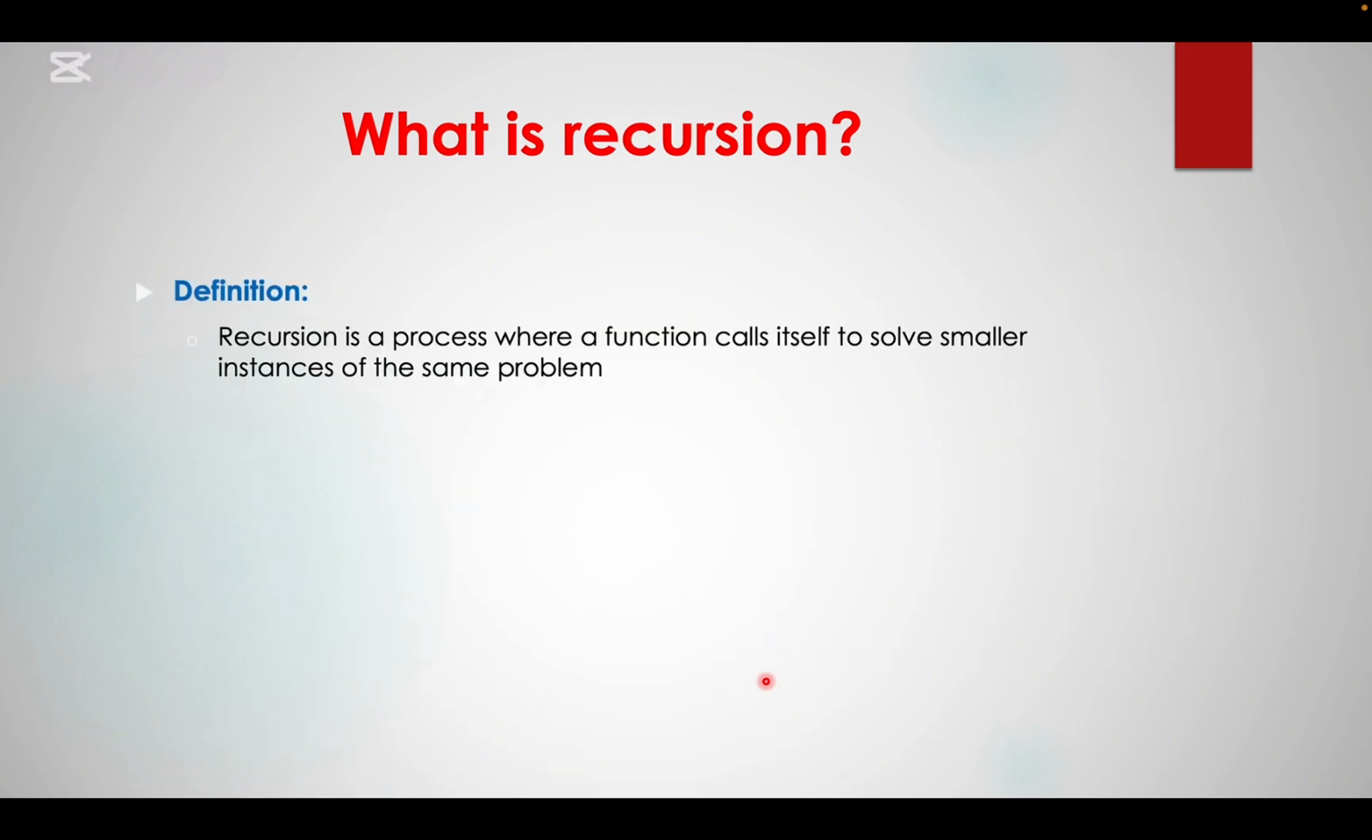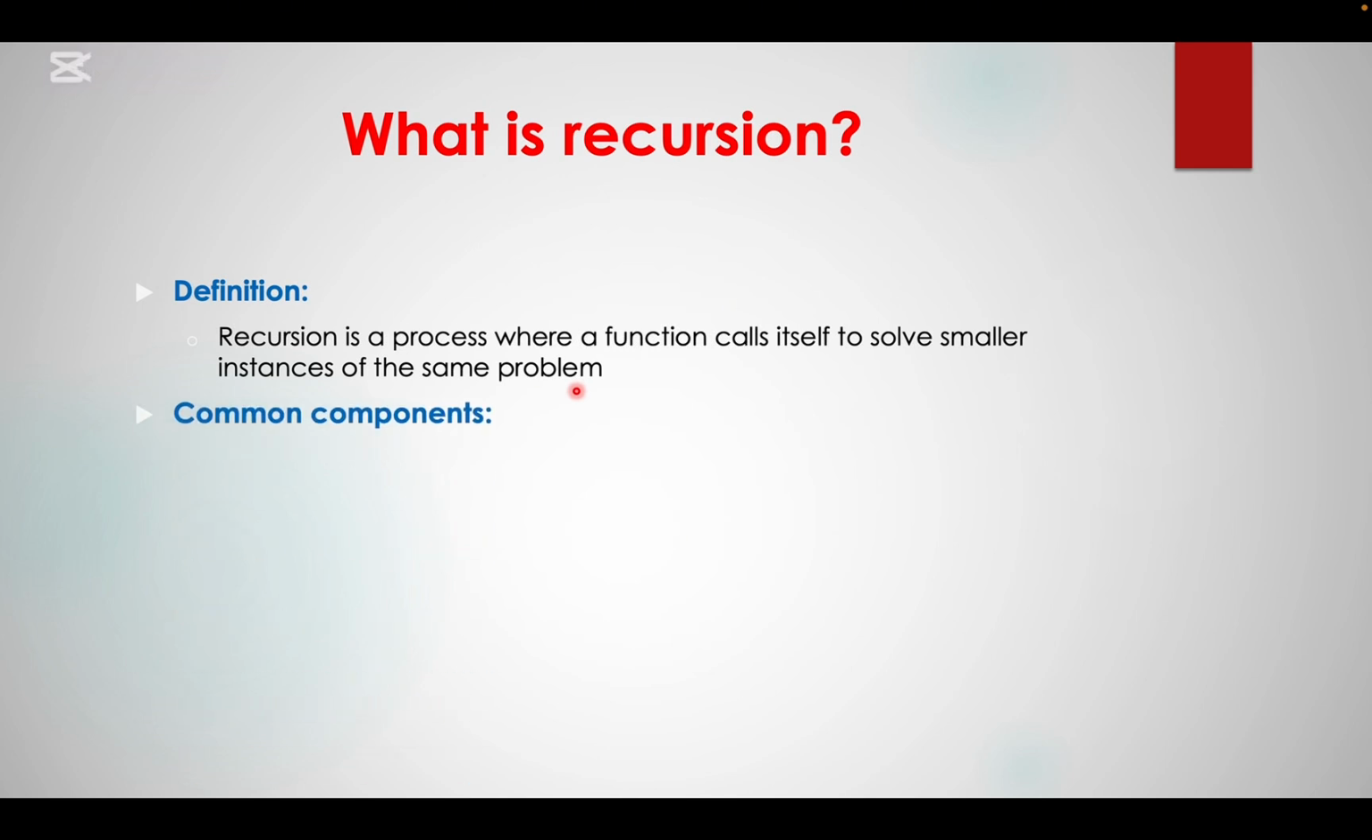Definition. Recursion is a process where a function calls itself to solve smaller instances of the same problem. So already in your mind, you're already seeing a function, and inside that function, you have a call of that function inside that function. So a function is calling itself to solve smaller instances of the same problem.